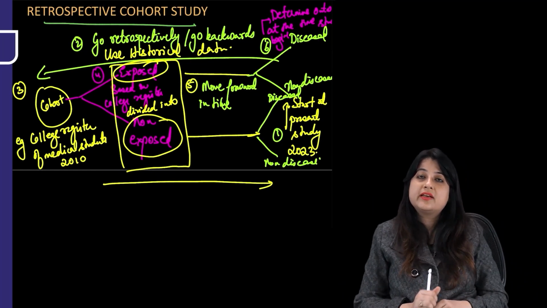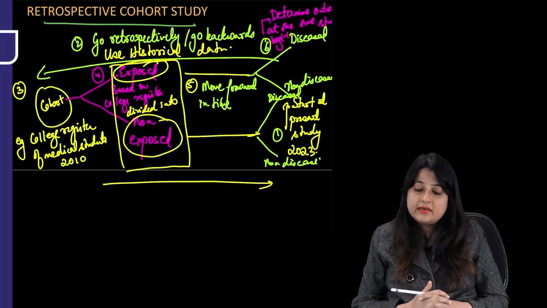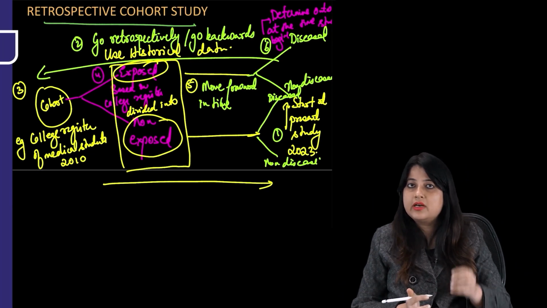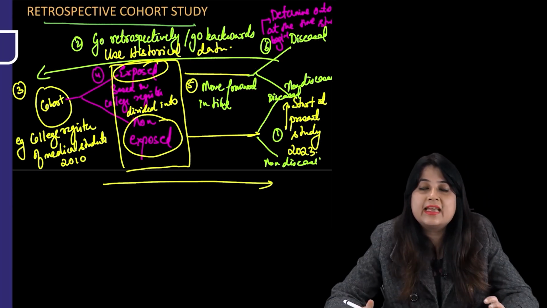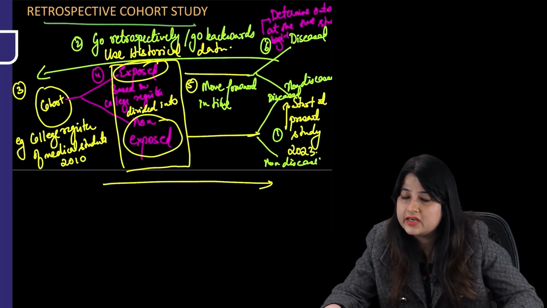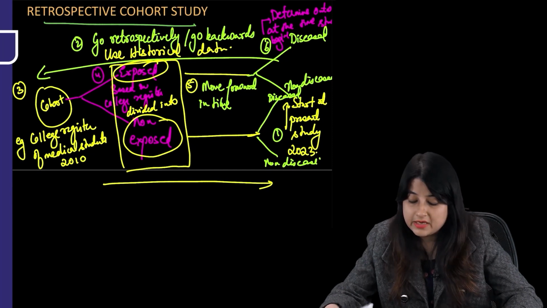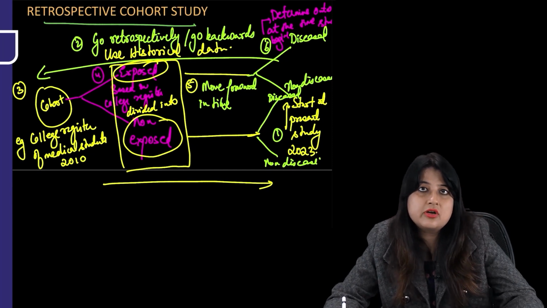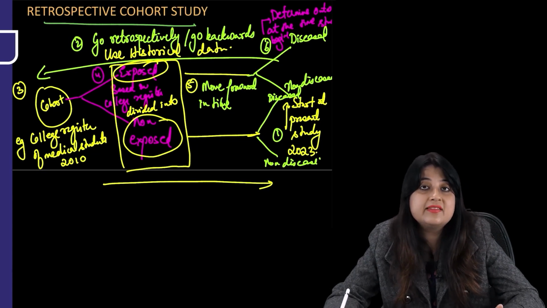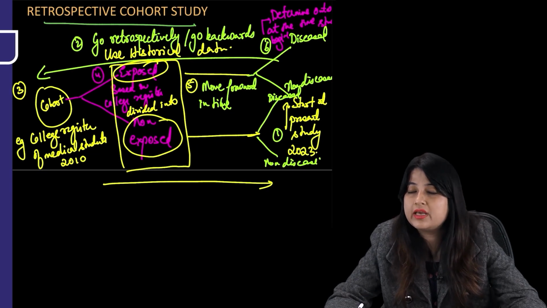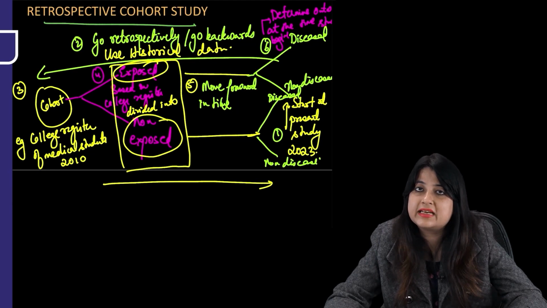Not like we were doing in a case control. A question students very clearly ask is, what is the difference between a case control and a retrospective cohort? So see, in a case control, you start with diseased and non-diseased. You start with the outcome. But in a retrospective cohort, you determine the outcome at the time the study begins. When do you determine the outcome? At the time the study begins.